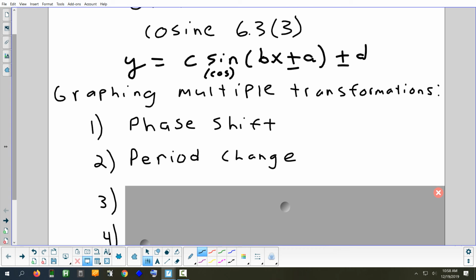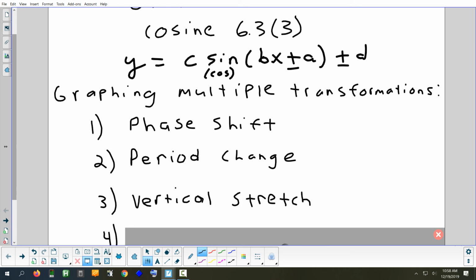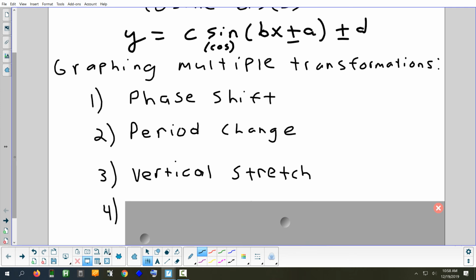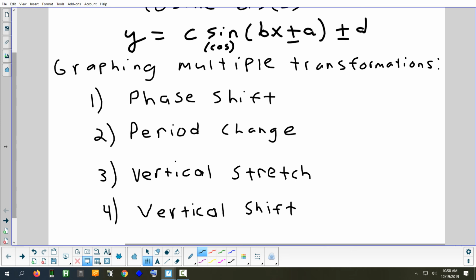The third thing is C. That's multiplying on the outside. What happens when you multiply on the outside? What kind of transformation? Chris? Vertical stretch or shrink. Yep. And the last one is D, and that's when you add or subtract on the outside. What does adding or subtracting on the outside do? Yeah, Alex. Vertical shift, up or down. Those are your four transformations. Those are the orders you do them in.